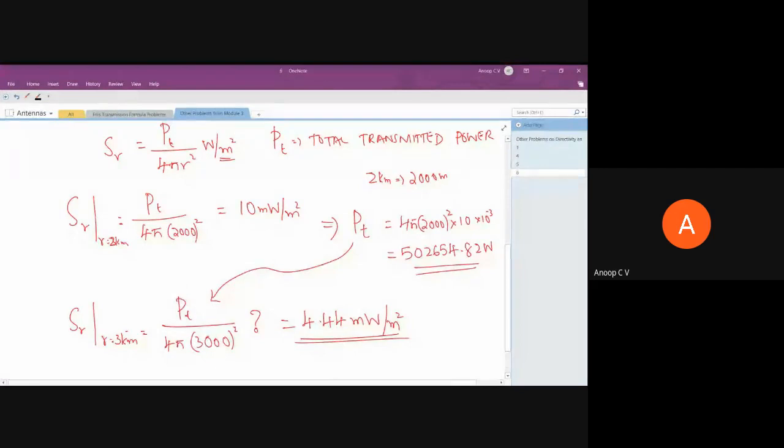Please verify. Sherwin, it is 0.444. What is that? Now, Savan told it is 4.44 milliwatts per meter square. Sherwin, can you cross check your answer?